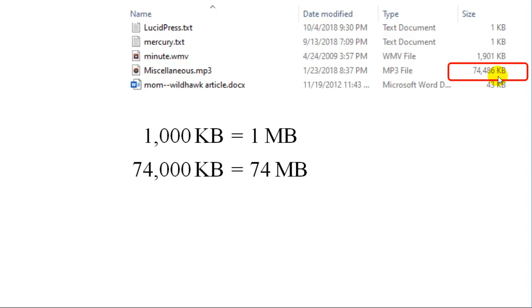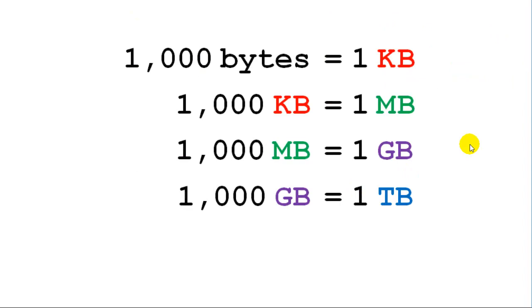But this says 74,486. 74,486 kilobytes is really 74.486 megabytes. This sound file is 74 million bytes. That's not bits. That's just bytes. Did you write that down? It seems pretty important. Mr. Lushenko keeps showing this over and over and over again.